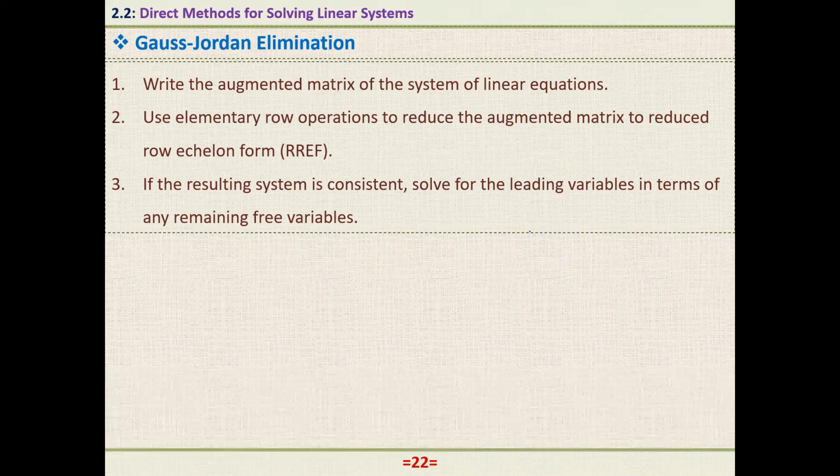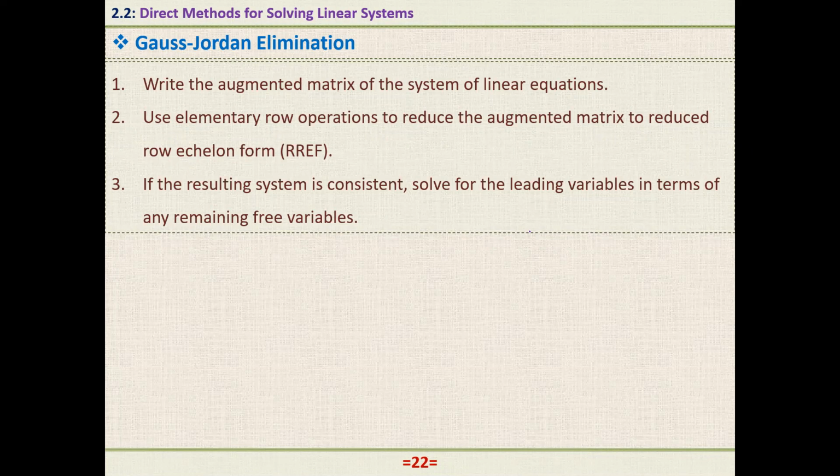So what is the difference from Gaussian elimination? Here we need to reduce the given matrix into reduced row echelon form. That's our augmented matrix. That's the only difference. And you'll see that by this method, we will reach the solution of the system very quickly.